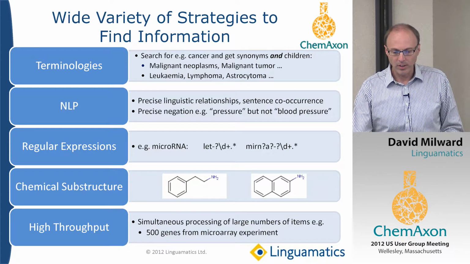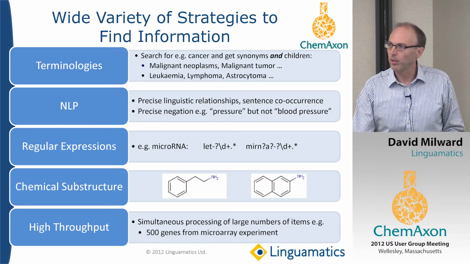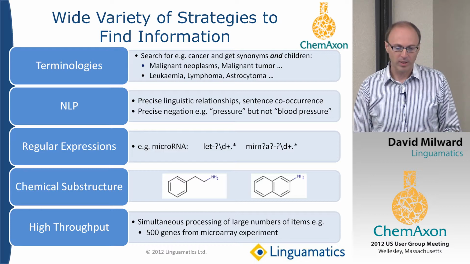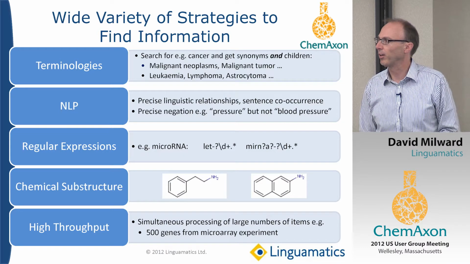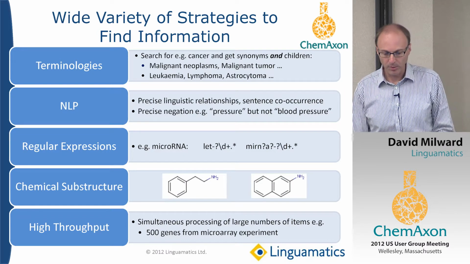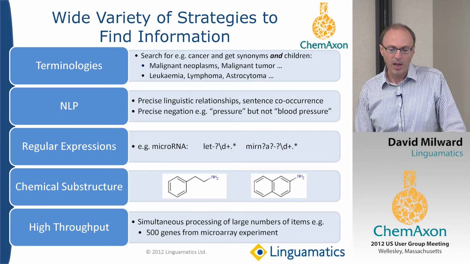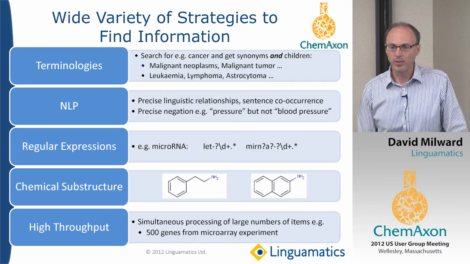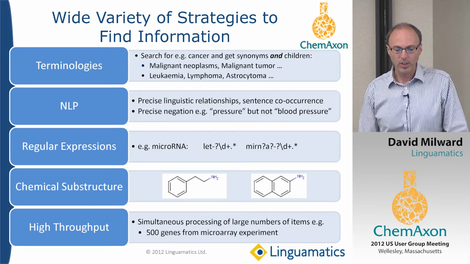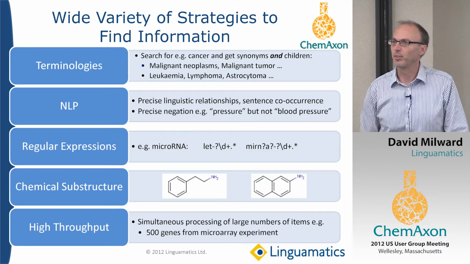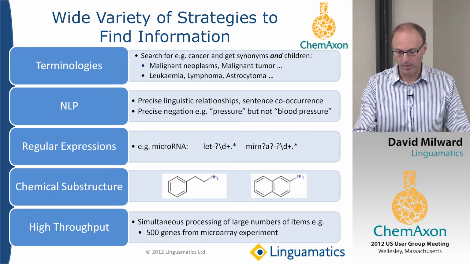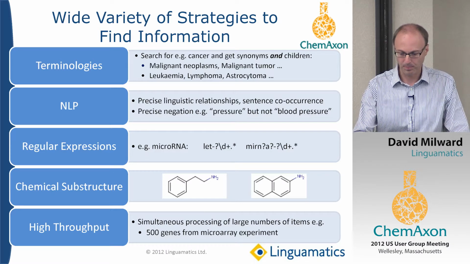Things like regular expression search, so that rather than looking for stemming, you can do more elaborate regular expressions to do more precise searches, for example, for microRNA forms. Chemical substructure, which we'll be talking about a lot here. And then high throughput, where you're interested, for example, in saying, I want to find whether there are any relationships to diseases for these 500 genes I've got from, say, a microarray experiment. So doing things in a kind of batch, high throughput way.